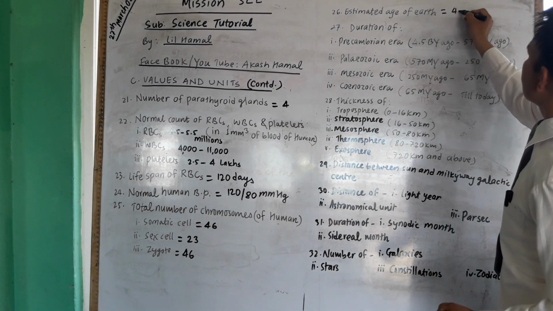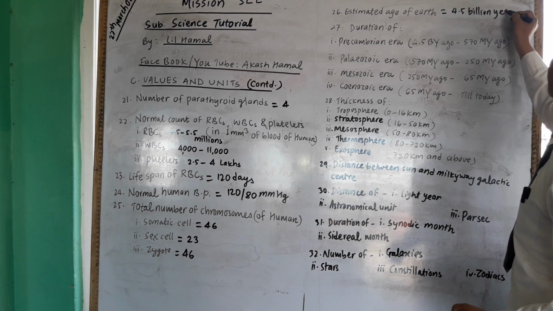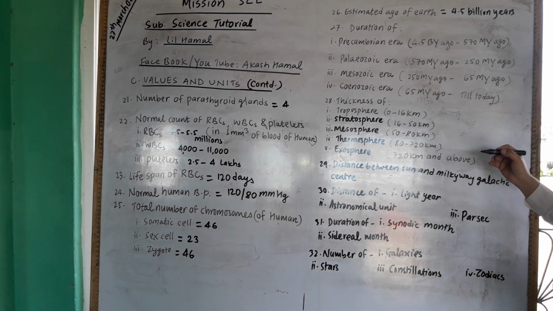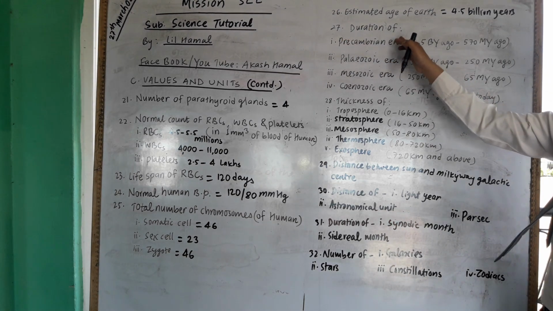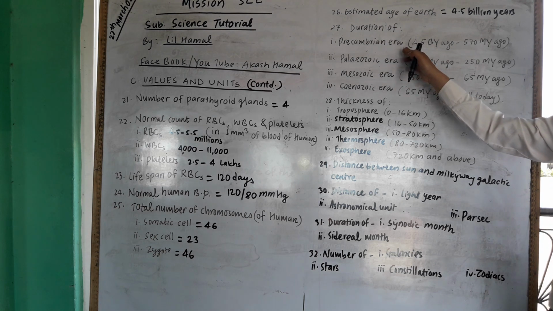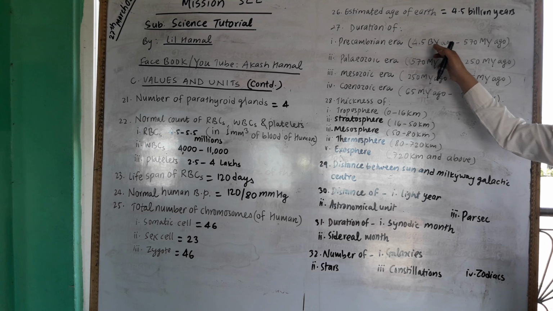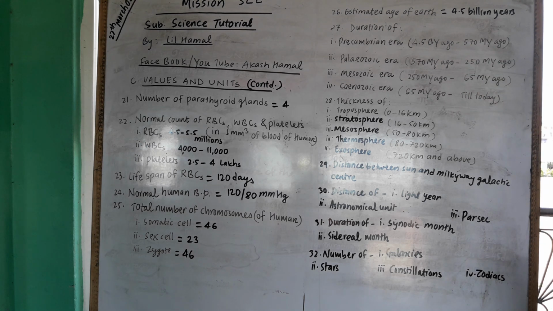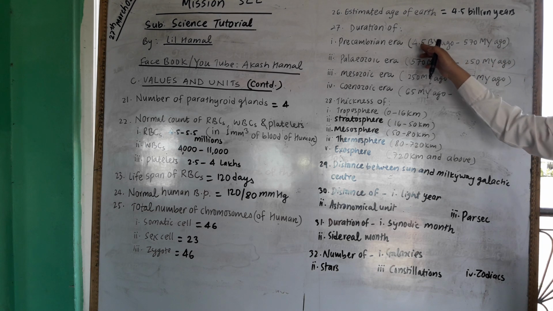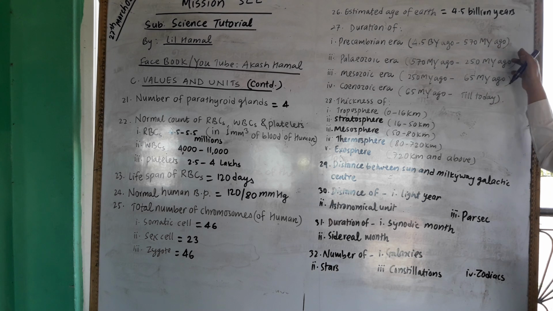Okay, similarly, the estimated age of the Earth is 4.5 billion years. Here is another point, point number 27. The duration of the Precambrian era is from 4.5 billion years ago to 570 million years ago.